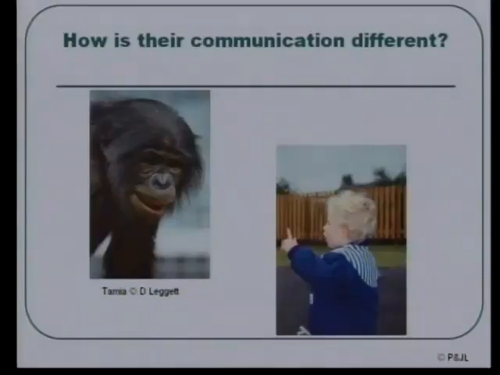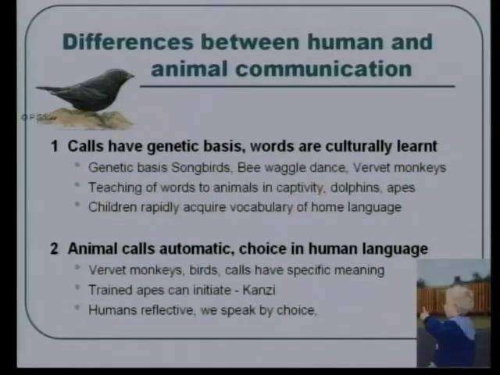So let's have a think now as to how animal and human communication differ. What's the difference between it? Firstly, animal calls have a genetic base. There's no option really there. If you're a finch, you have one type of language, one type of call. If you're a blackbird, you have another. Really, it's a genetic base.